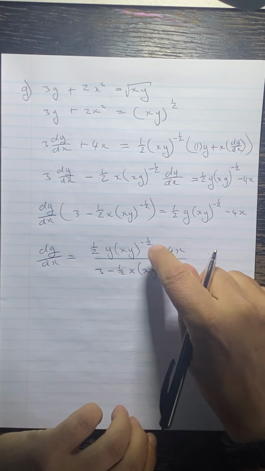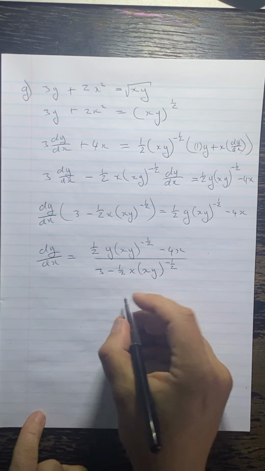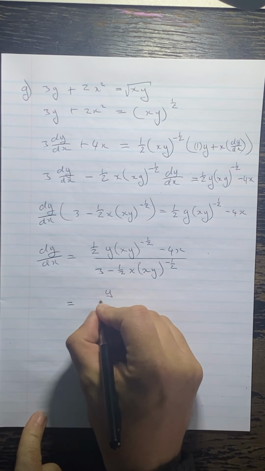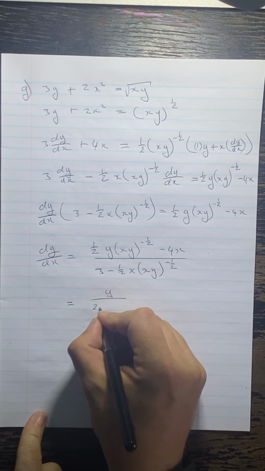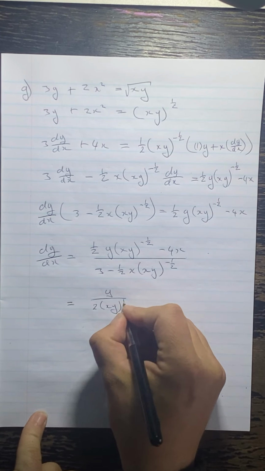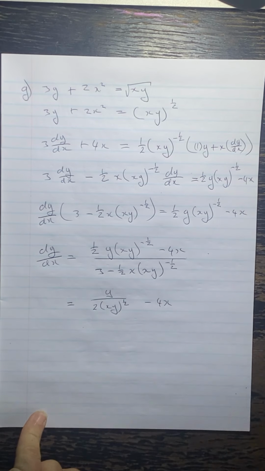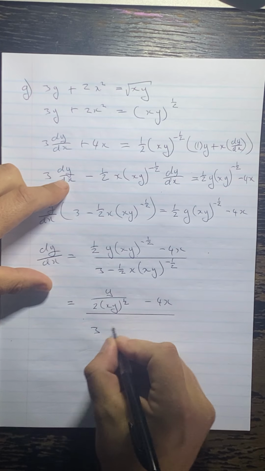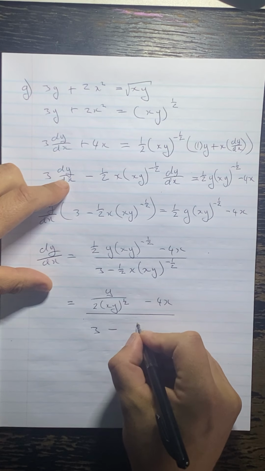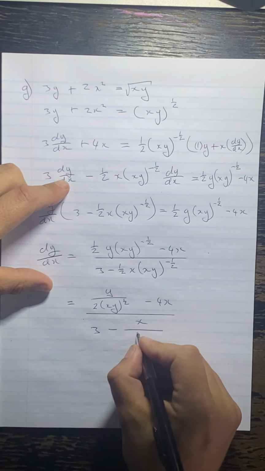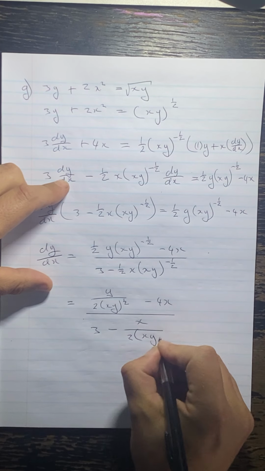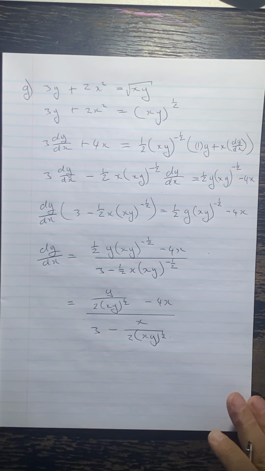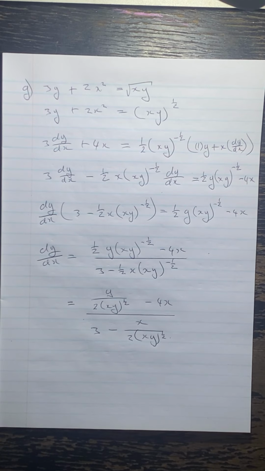Okay, and we're almost there. I just need to change these things to positive exponents. So we get y over 2 times xy to the half, minus 4x, all over 3 minus x over 2 times xy to the half. Okay, guys, and that is it. All right, I'll do part 2 now with the rest of the questions.